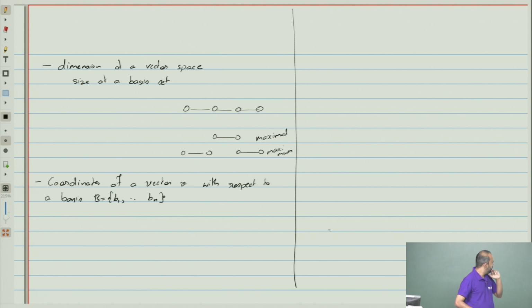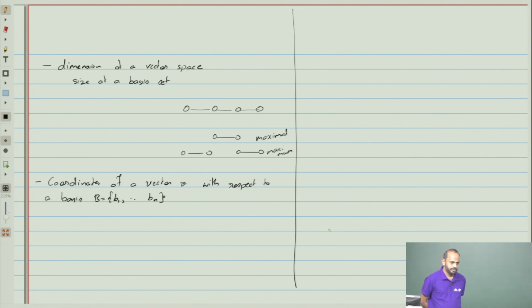Now, given this vector space and given this basis, we can define the coordinates of a vector with respect to the basis. What is that? The scalars for each of those basis vectors. The coordinates are basically the linear combination of the elements of the basis, so v is in the span of B.